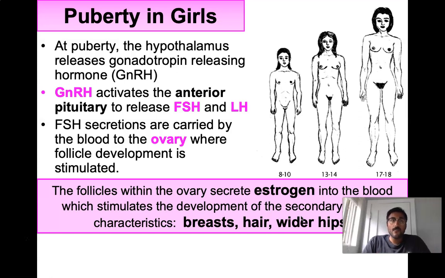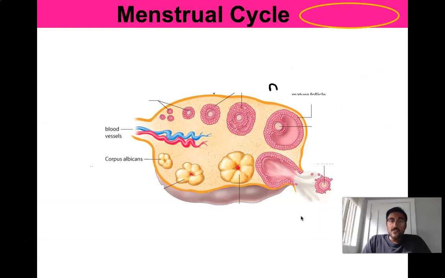The menstrual cycle is a very intricate interaction of many hormones in the female endocrine system, and I will split this into another video. So in the next video, we'll talk about the menstrual cycle as a whole.